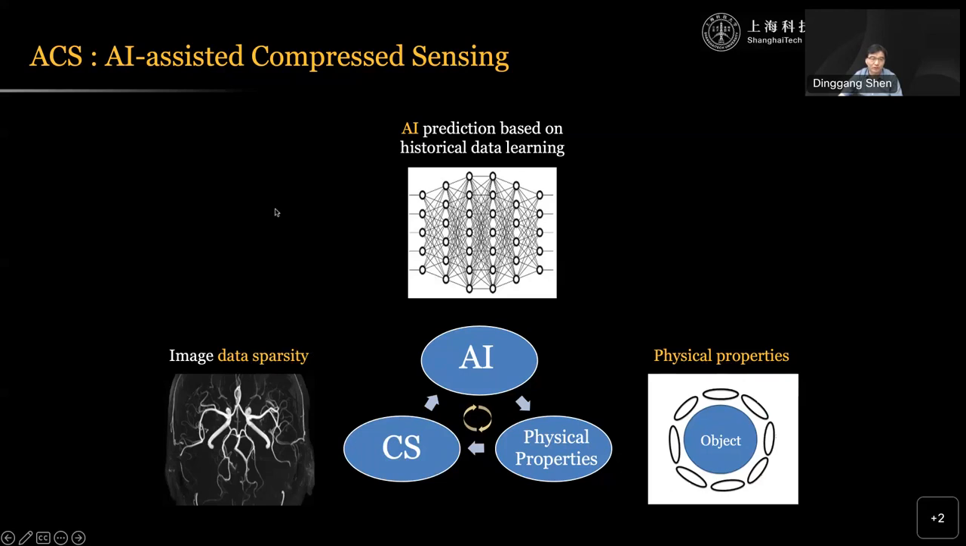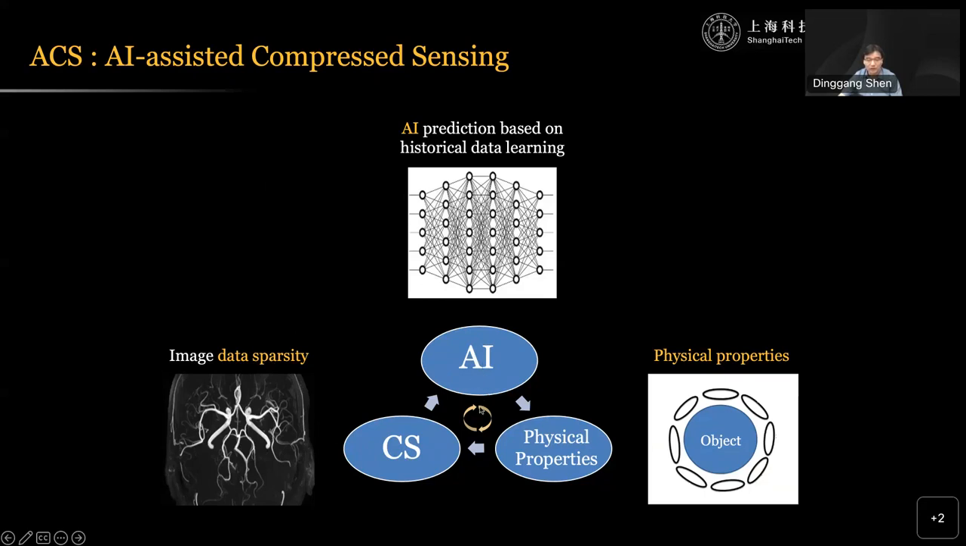As I already mentioned, we use compressed sensing. Compressed sensing uses the image data sparsity, meaning if you cut a small patch from any part of this image, maybe you can find a similar one in other parts of the image. In this way, we can say the data is sparse. But if you just use compressed sensing, or CS, it takes some time for optimization, meaning you use compressed sensing and then reconstruct the image.